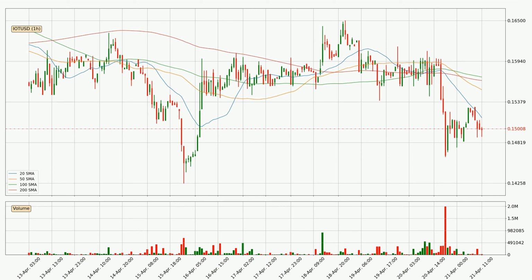For this time interval, the current price is below all of the simple moving averages, which looks bearish, and you should keep an eye on the closest SMA. The 20 SMA will play as resistance, or the price will peak above the current price, which is around 15.2 cents.